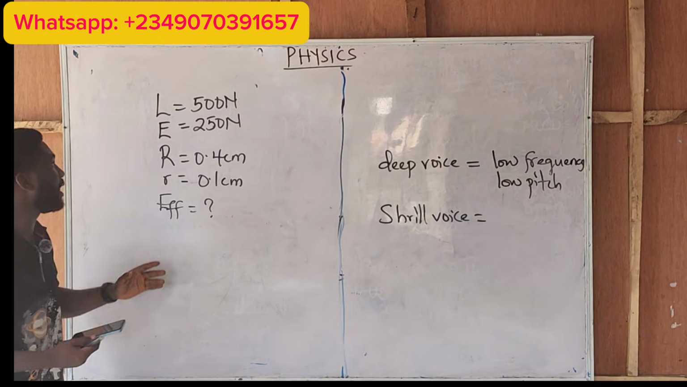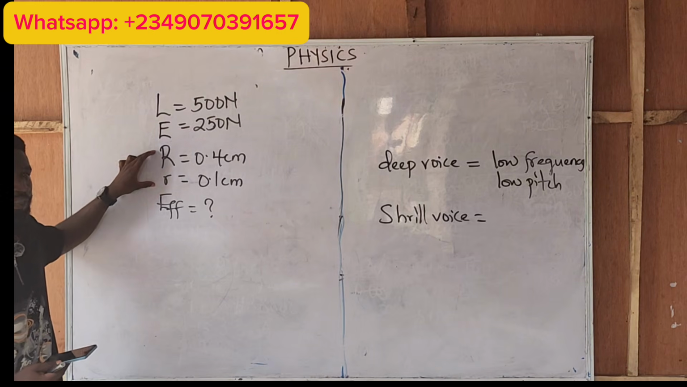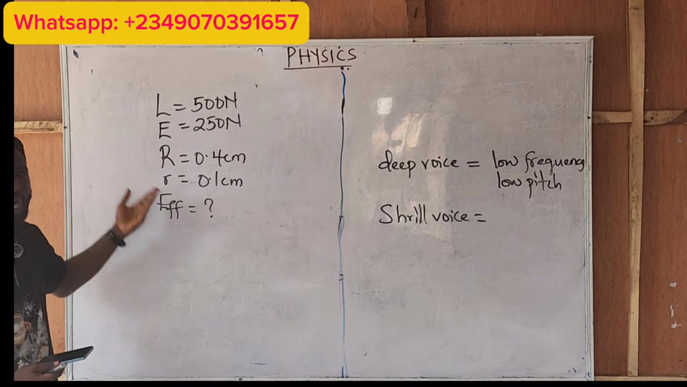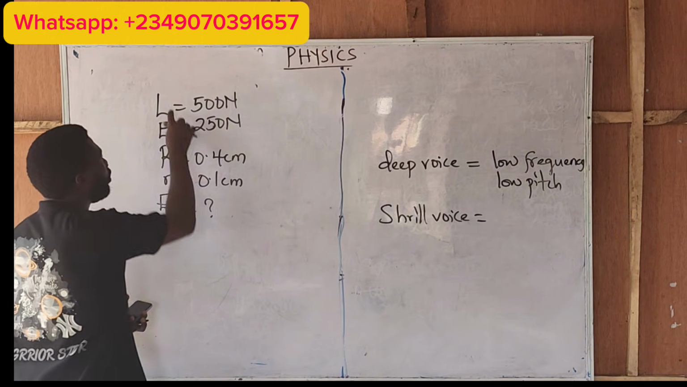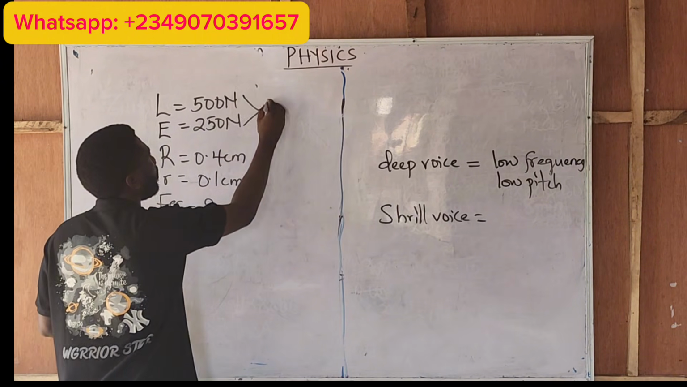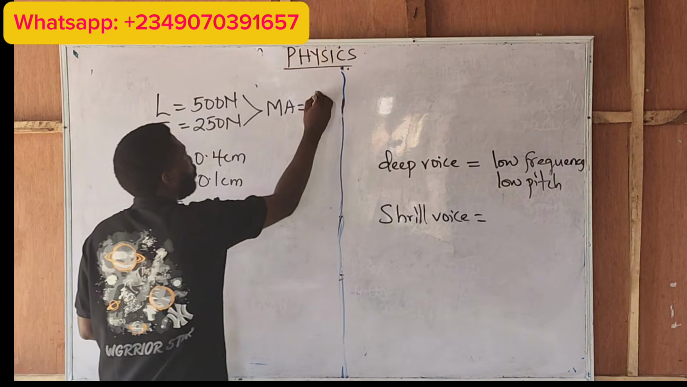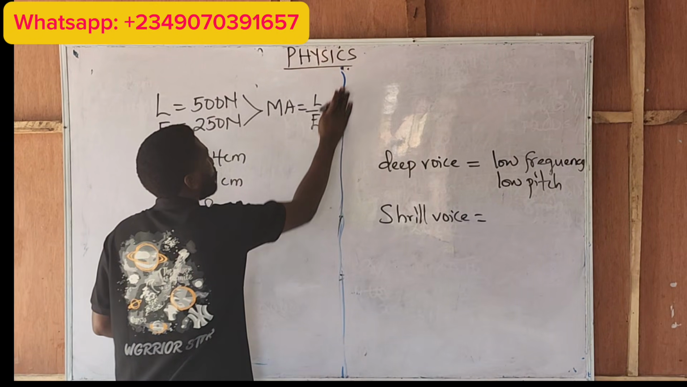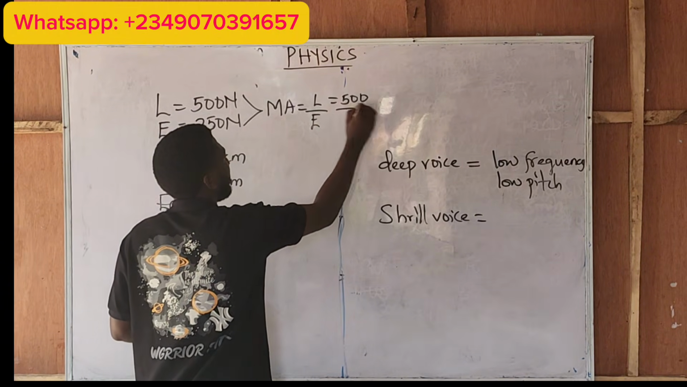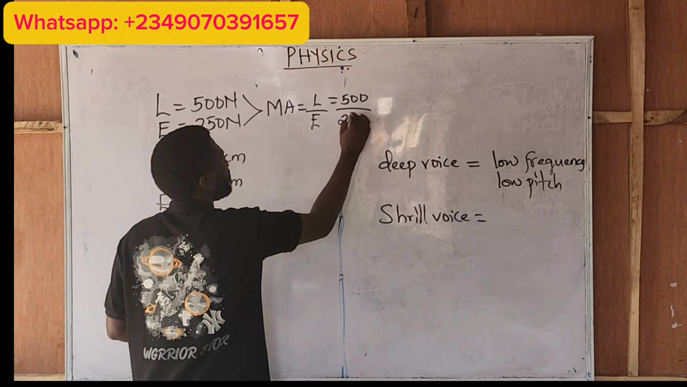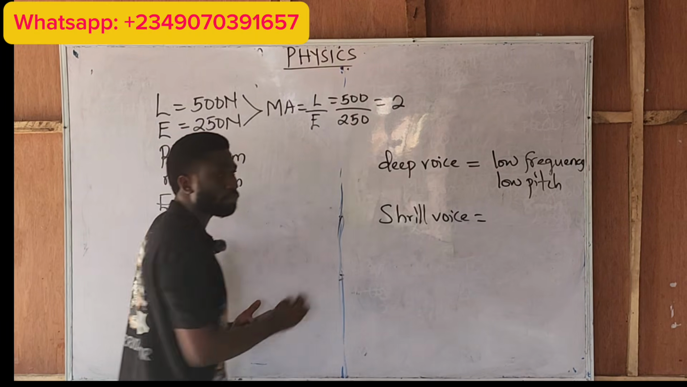So from what we have here, we have the load, we have the effort, we have the radii given to us. This for the wheel, this for the axle, and we want to get the efficiency. So we need to know that from the load and the effort, we are going to have what we call mechanical advantage. And mechanical advantage is known to be load over effort. In this case, we have the load to be 500 Newton and the effort to be 250 Newton. And 500 divided by 250 will give us 2.